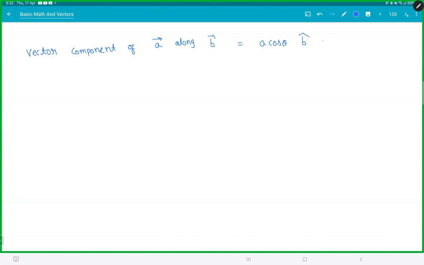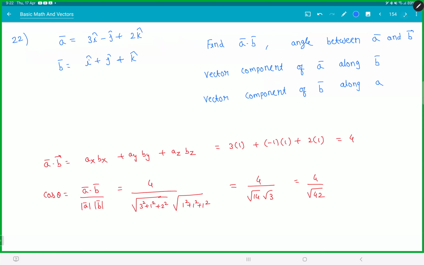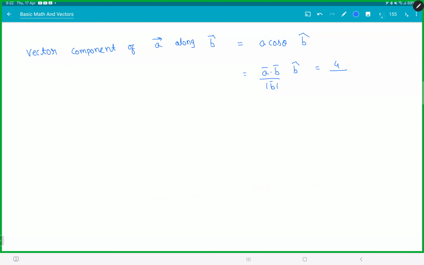Now write down, what is A cos theta? A cos theta is nothing but A dot B by mod B into B cap. I already know this thing. What is A dot B? A dot B is 4. What is mod B? Mod B is root 3.